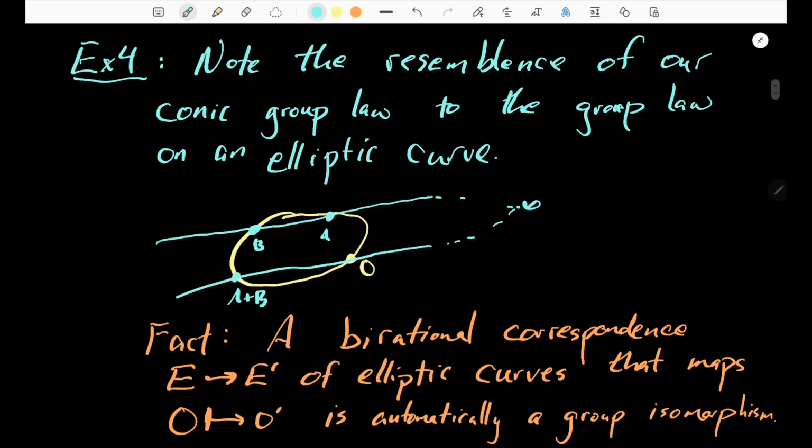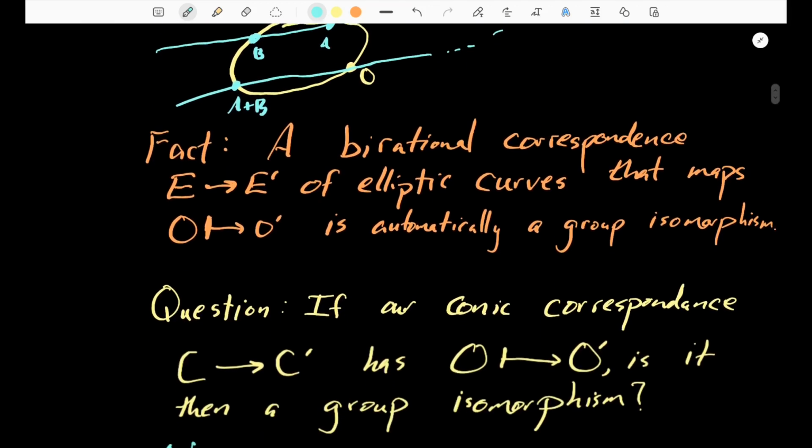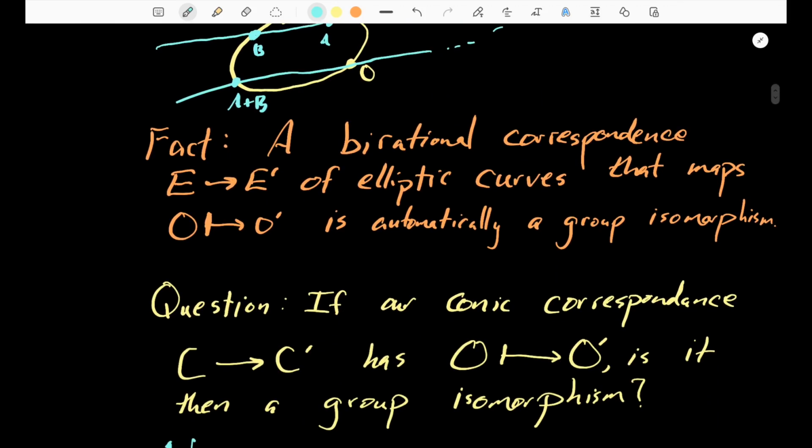One very nice thing about elliptic curves: if you have a birational correspondence between them, then as long as it maps the identity of one to the identity of the other, it's automatically a group isomorphism as well. So the group structure for elliptic curves is very strongly tied into their rational structure. And so we probably ask, well, for our conics, is that true as well? If we make our conic correspondence have the identity mapped to the identity, is that going to make it a group isomorphism?